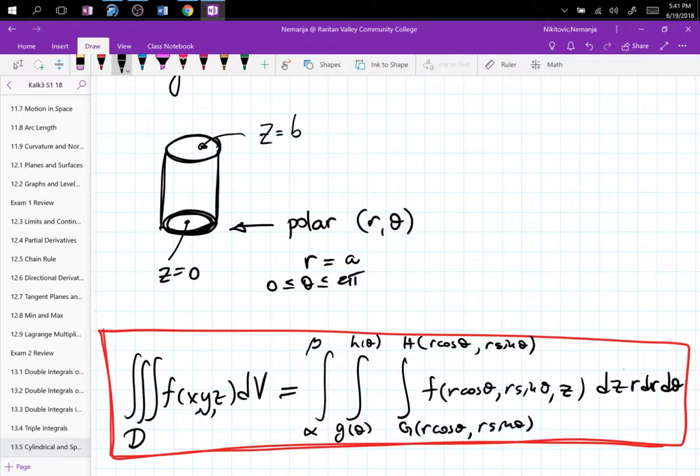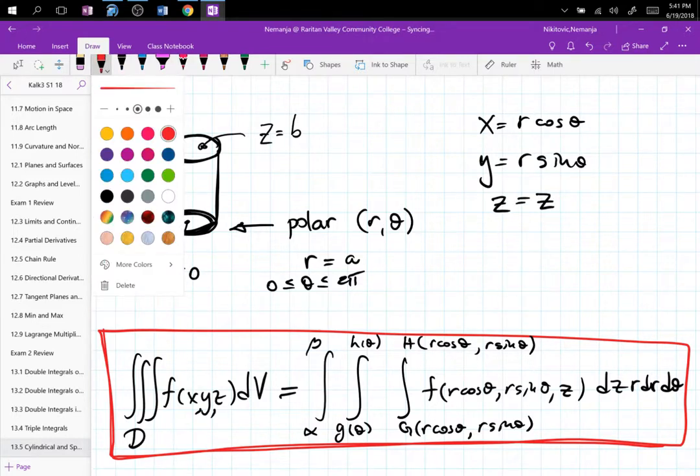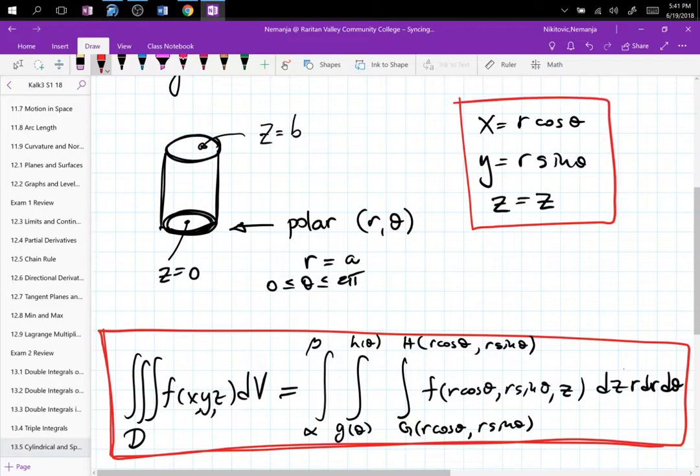So for those of you struggling with these conversions, we have that x is equal to r cosine theta, y is equal to r sine theta, and z equals z. So that is our conversion. And again, the entire reason for the existence of something like this is to make life easy when you are dealing with a volume which is of a cylindrical realm.